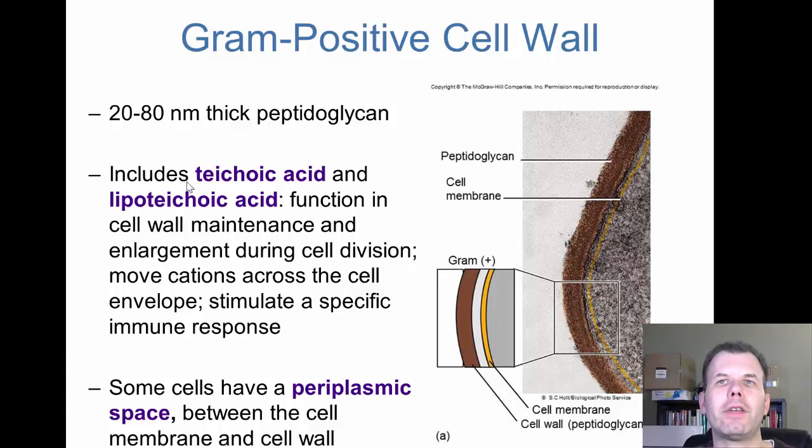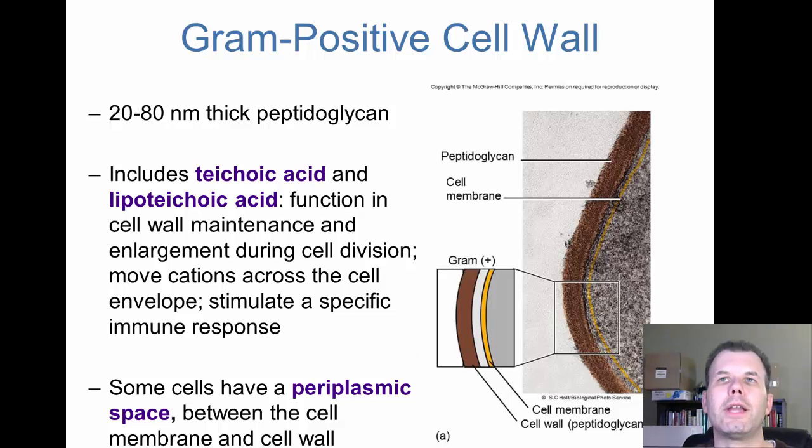Okay, it has things like teichoic acid and lipid teichoic acid, and it functions in cell wall maintenance and enlargement during cell division. And again, very thick cell walls. Some cells do have a periplasmic space. That's the space between the wall and the membrane. Most of the time, it's very, very thin, unlike the gram-negative, where you see these very large periplasmic spaces that they have. So think of gram-positive being very thick.